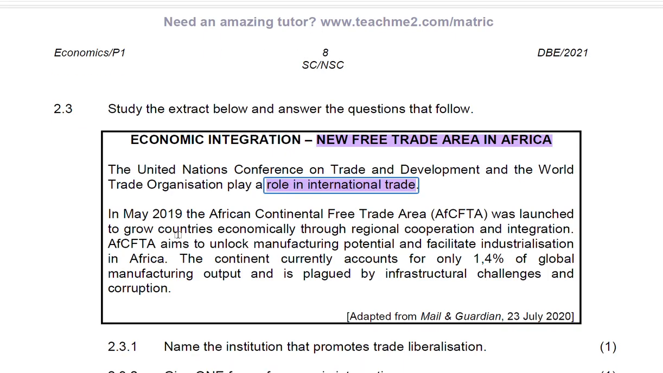In May 2019, the African Continental Free Trade Area, AfCFTA, was launched to grow countries' economies through regional cooperation and integration. AfCFTA aims to unlock manufacturing potential and facilitate industrialization in Africa. The continent currently accounts for only 1.4% of the global manufacturing output and is plagued by infrastructural challenges and corruption.